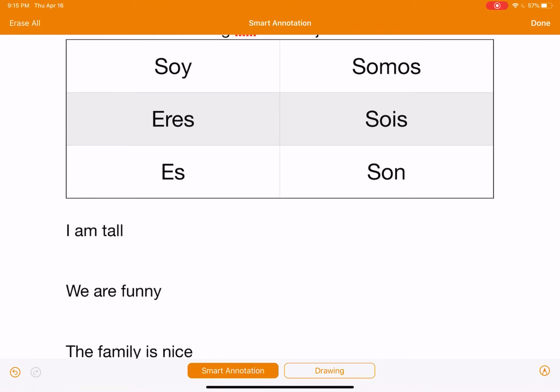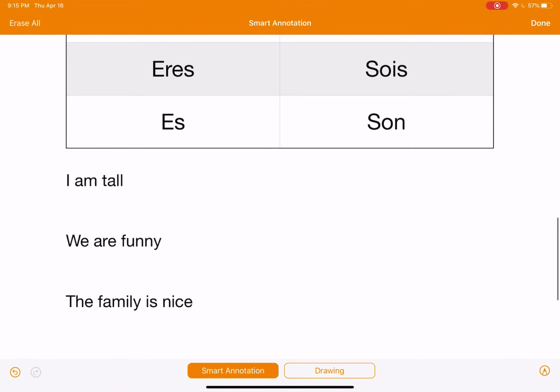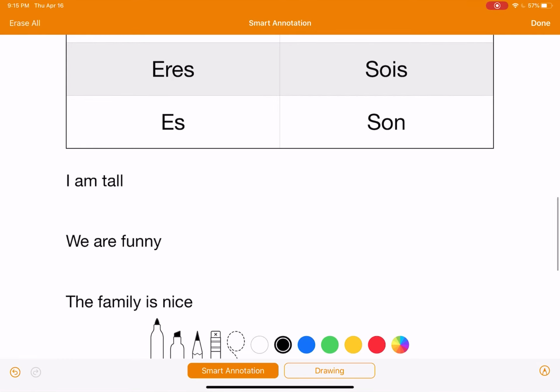So if I want to say, I am tall, okay, let's first start with saying I am. Well, that's just yo soy. I am. Now all I need is my adjective. Okay, my word for tall is alto. Because I'm talking about myself and I am a male, I'm going to use the masculine form. So I'm going to say alto. Yo soy alto. Okay.